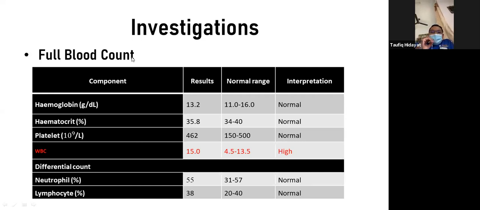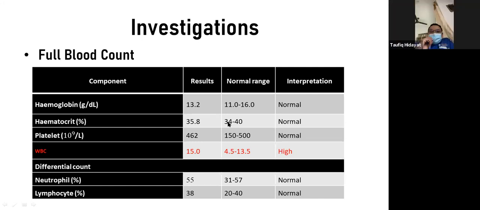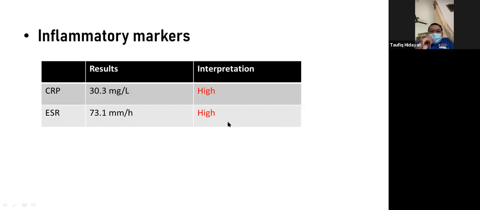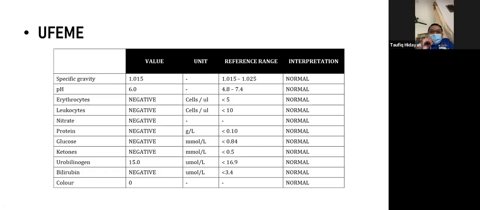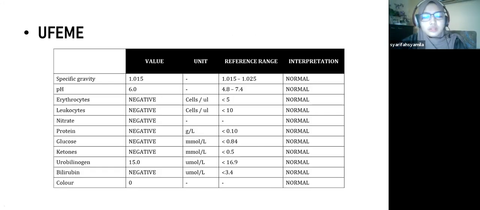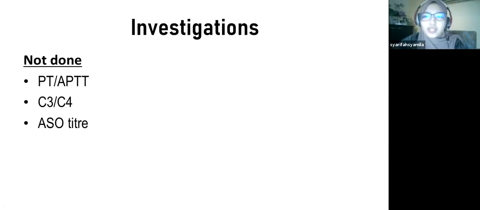Okay, what else? Investigation, you go next. For the full blood count, it is normal. Inflammatory markers were high, so inflammation is seen. Let's look at the urine. Urine was normal, so there is no nephritis.